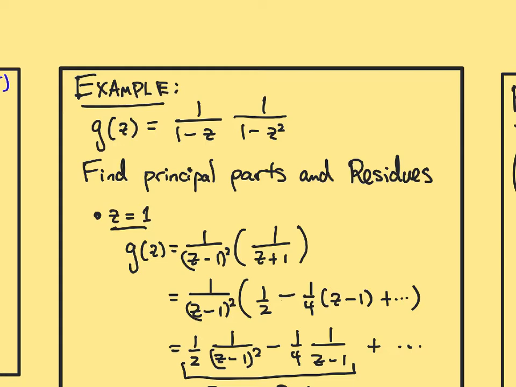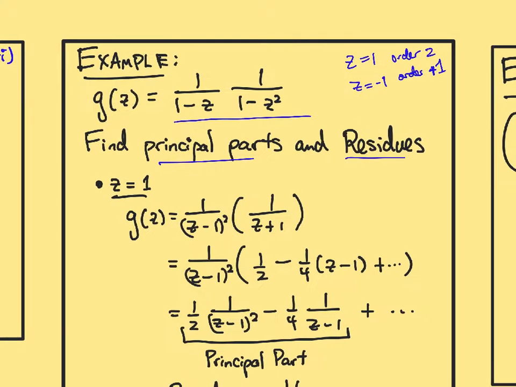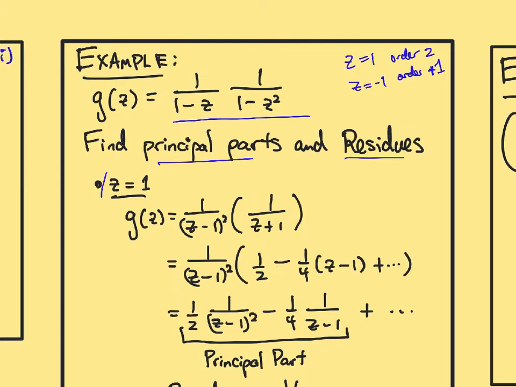Let's say g is 1 over 1 minus z times 1 over 1 minus z squared, and let's try to find the principal parts and the residues at the two poles, which will be z equals 1, where it has a pole of order 2, and z equals minus 1, where there's a pole of order 1. Okay, so let's look at the hard one first. z equals 1.